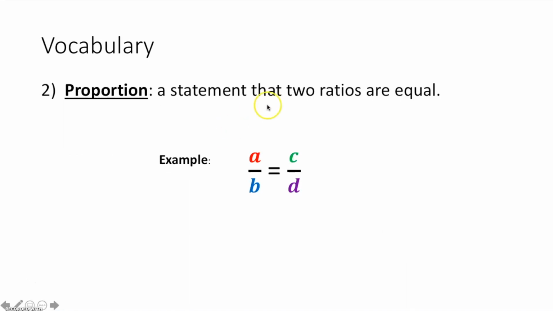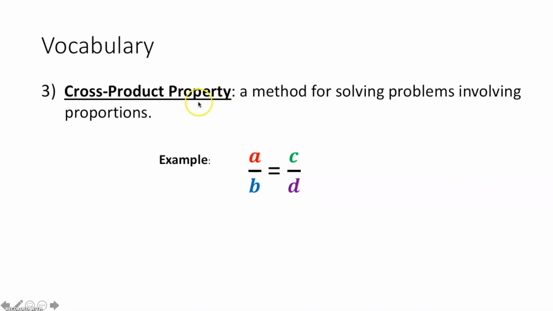A proportion, that's a statement that two ratios are equal. So here you see we have A over B is equal to C over D. These two ratios set equal to one another creates a proportion. The cross product property is a method for solving problems involving proportions. So if you want to solve a proportion, you use the cross product property, which says A times D is actually equal to B times C. You multiply across and set each of those products equal to one another. That is the cross product property.